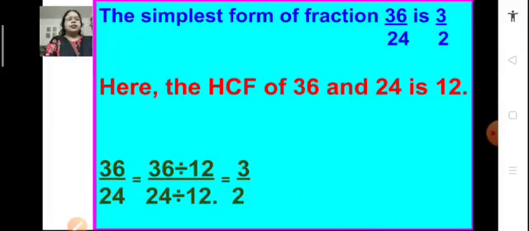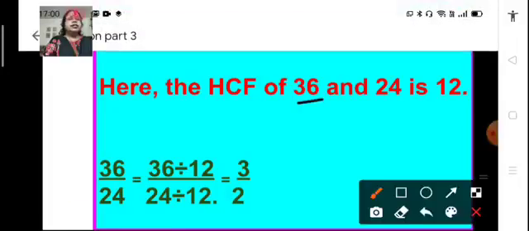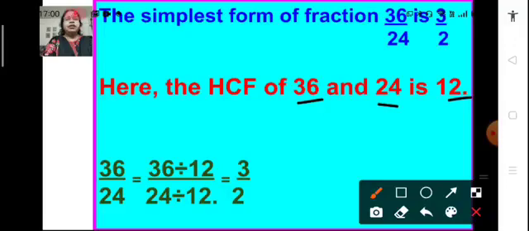Let's understand this by taking an example. What will be the simplest form of the fraction 36 upon 24? We find that it is 3 upon 2. How do we get it? The HCF of 36 and 24 is 12. So if we divide both the numerator and the denominator by 12, we get 3 upon 2. So 3 upon 2 is the simplest form or the lowest equivalent fraction of the fraction 36 upon 24.